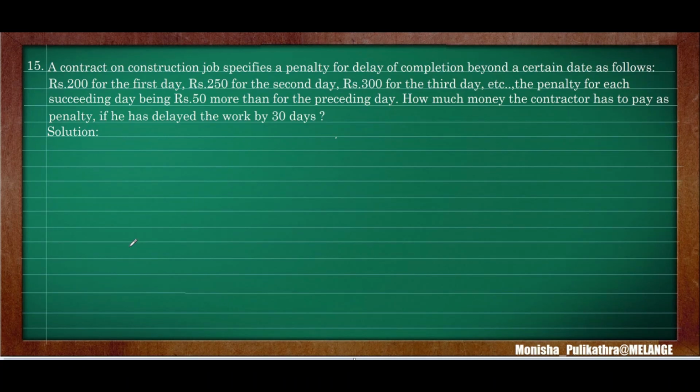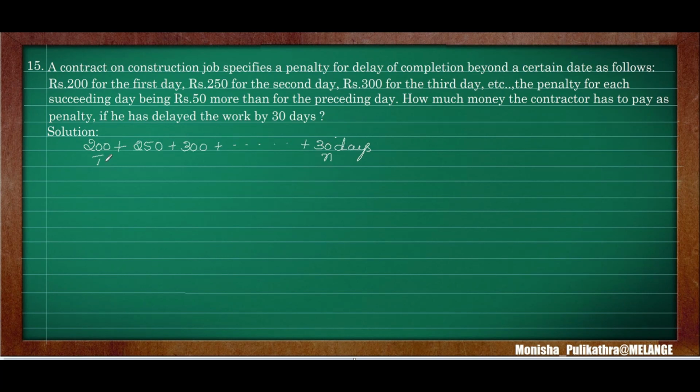Moving on to the 15th problem of this session. A contract job specifies a penalty for delay of completion beyond a certain date. For the first day of delay, it costs 200 rupees penalty. For the second day it is 250 rupees penalty. For the third day there is 300 rupees penalty, and so on. If the delay goes on to 30 days, we need to find the total amount of penalty for all those 30 days.